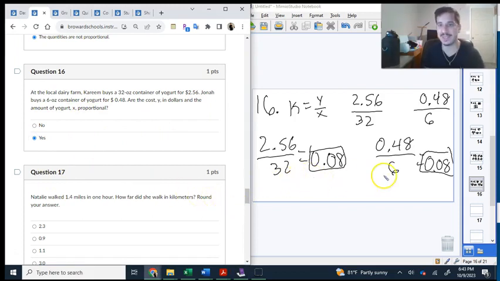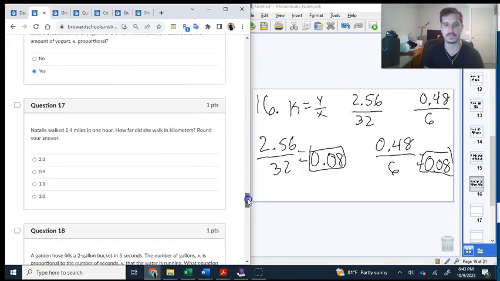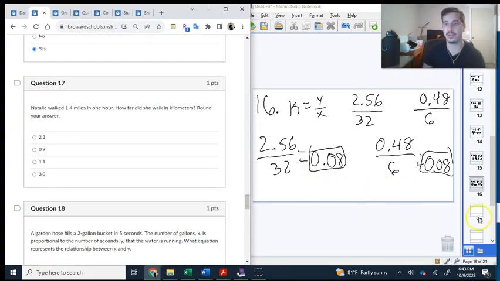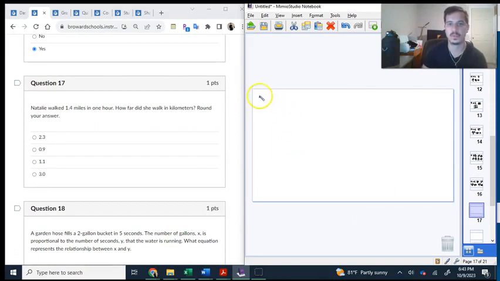Since they equaled the same thing when we divided Y by X, we know it's proportional. Okay, number 17. Natalie walked 1.4 miles in 1 hour. How far did she walk in kilometers? So I believe that's 1.4 mi for miles, in km.